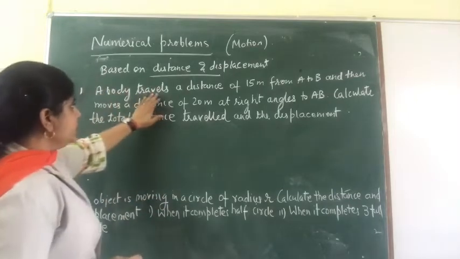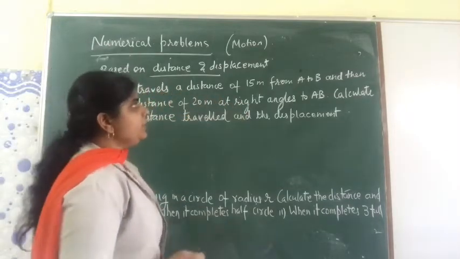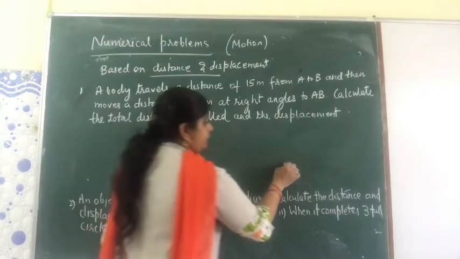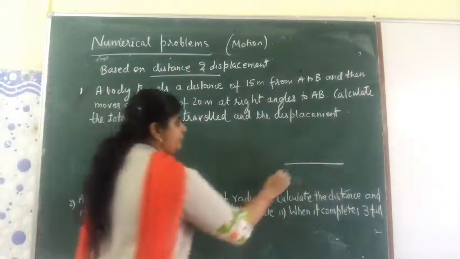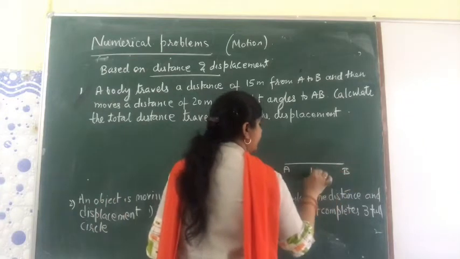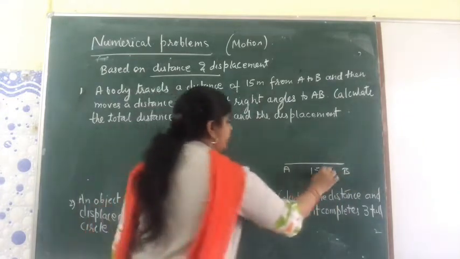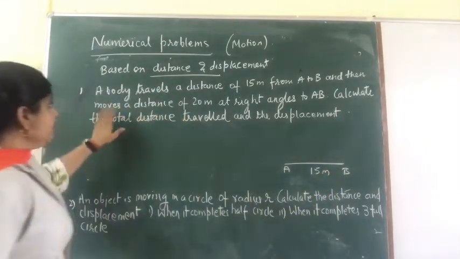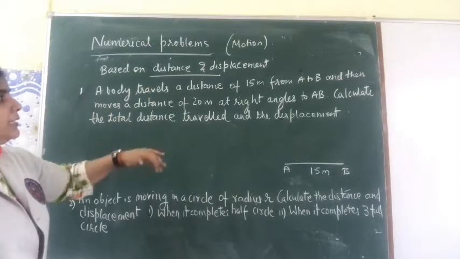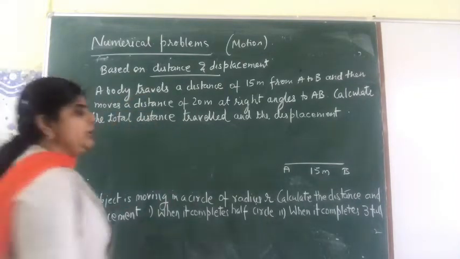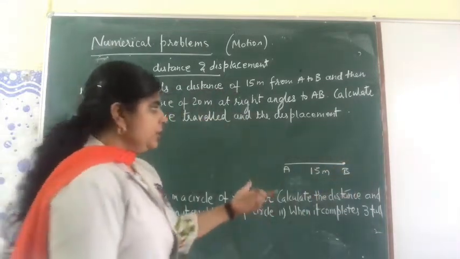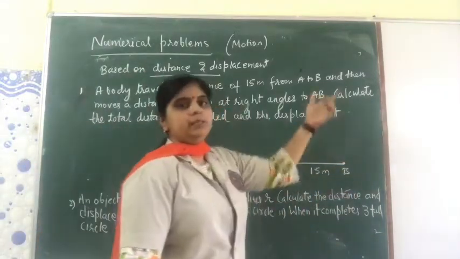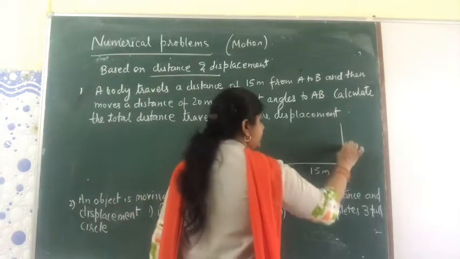Right? A body travels a distance of 15 meter. So from point A to B, the body is traveling a distance of 15 meter, right? And then moves a distance of 20 meter at right angles to AB. Now already the body is at point B. Now it is moving at right angles. So right angles means this will be the line.